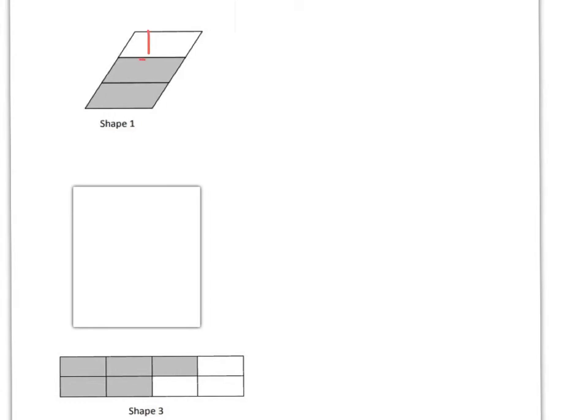1, 2, 3. There are 3 equal parts in all. So the fractional unit for 3 equal parts would be thirds. That would be the fractional unit that I would be using. What fraction is shaded? There are 2 out of the 3 that are shaded, so we would write this as 2/3. Let's look at shape number 3 down below.